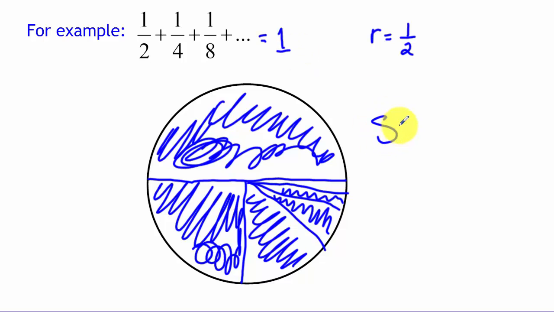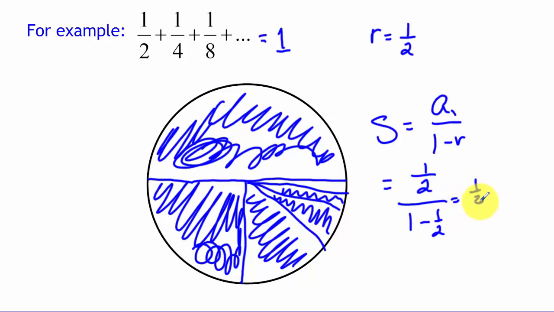Let's look at our formula. S equals a sub 1 over 1 minus r. And in this case, our initial term was 1/2. So we've got 1/2 divided by 1 minus 1/2, which is 1/2 divided by 1/2. And in our recent lesson about complex fractions, we turn this into the top times the reciprocal of the bottom. Our 2's cancel and we get 1. So you can see visually how that arrives at 1, and now we can see with the formula how we would get the same answer.